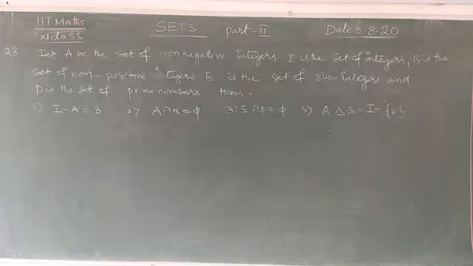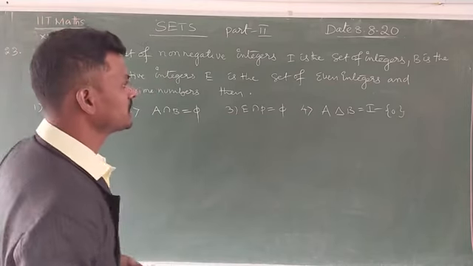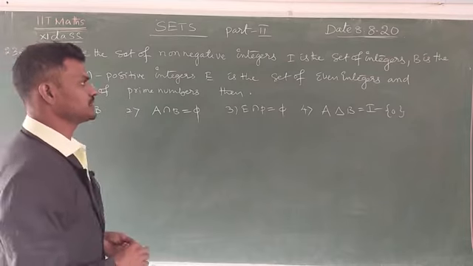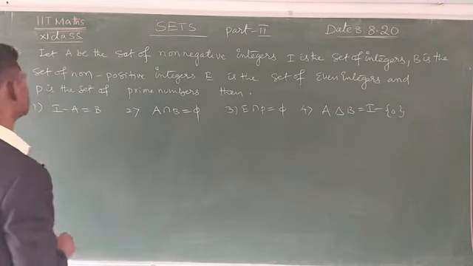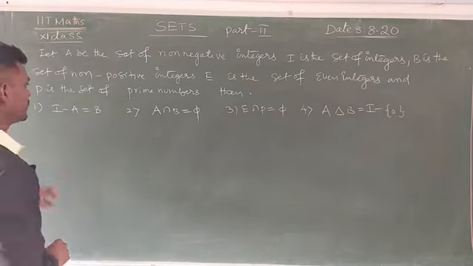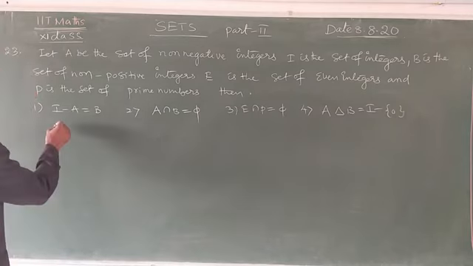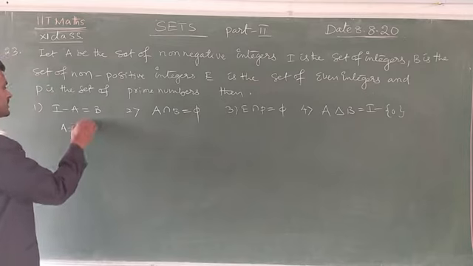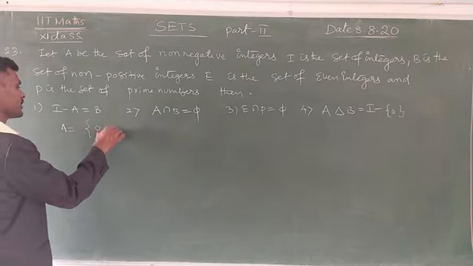Let A be the set of non-negative integers, I is the set of integers, B is the set of non-positive integers, E is the set of even integers, and P is the set of prime numbers. Then which option is correct? We have to see here. First one, set A is equal to the set of non-negative integers. That means here 0 including positive numbers.